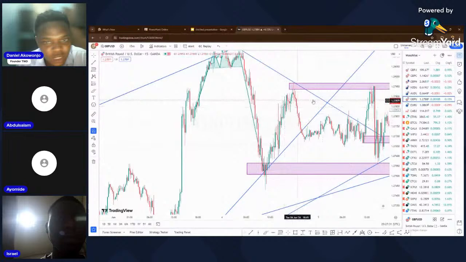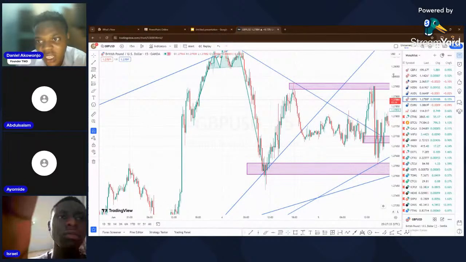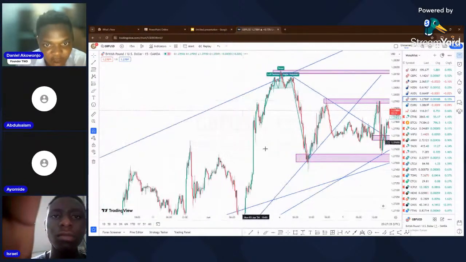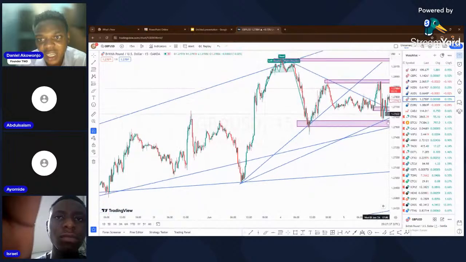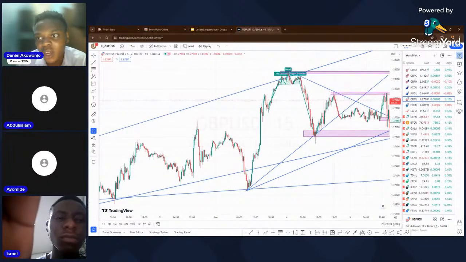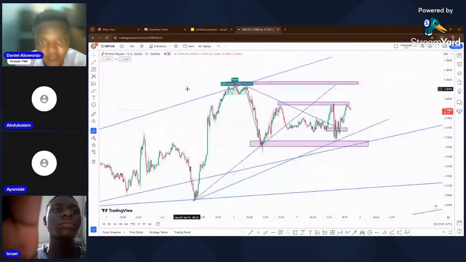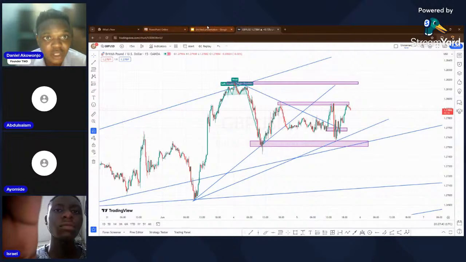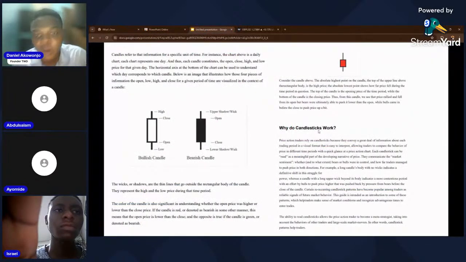They don't just close, they don't just open the way they want. You understand? They have been studied, and we've been able to find out that yes, there are things that we can make decisions out of, barely looking at them. Do you understand? Let's go back to what we have. So now, why do candlesticks work?